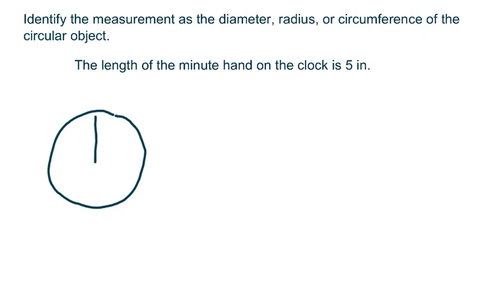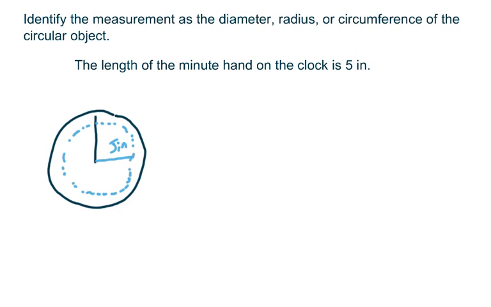Let's say I set the time for 3 o'clock. And I'm going to highlight the minute hand, right? So as the minute hand, this one is 5 inches long, right? As it goes around over the course of a day or an hour, however long we want to think about it, it's going to create a circle.